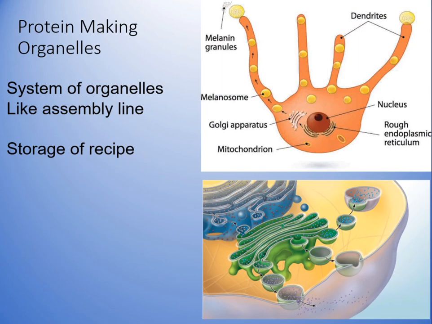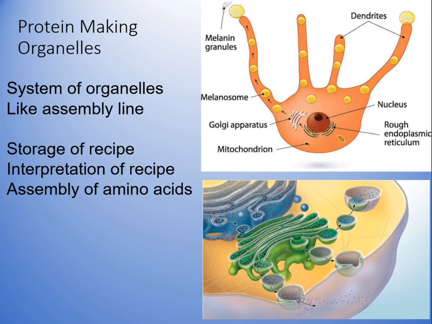So the process starts when we access the recipe for the protein. And we use some of these organelles to interpret the recipe of the protein. And in doing that, we make an assembly of amino acids, which we know is the first level of protein structure. If you need to, you should go back and review that mini lecture from a previous module.